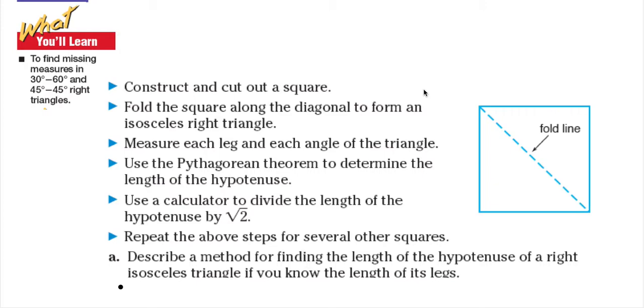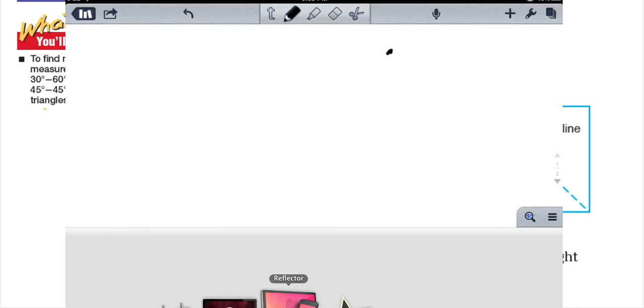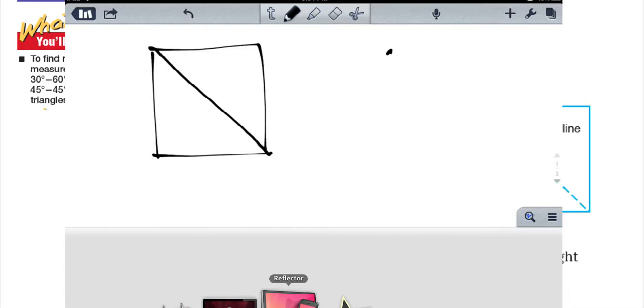Let's first make our square, which will look something like this. And what do we know about our square? Our square has all sides congruent. A square also has 4 right angles. And the total measure of all the angles in a square is 360 degrees. Therefore, one triangle is 180 degrees.